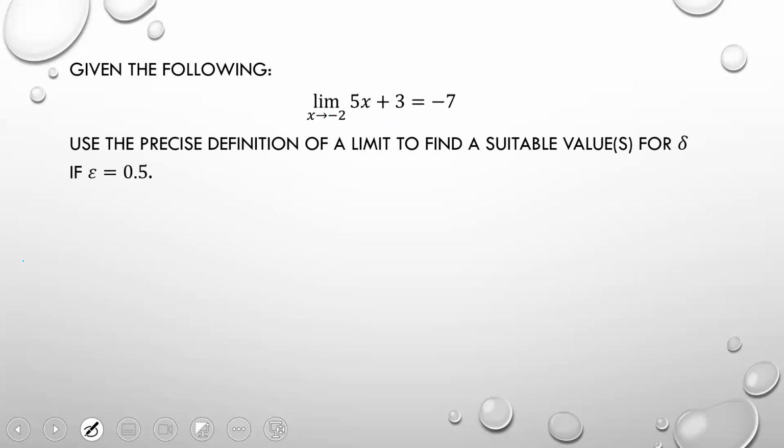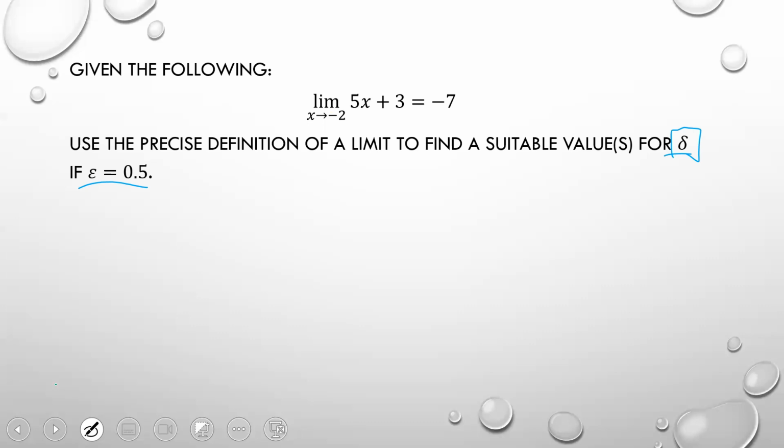So notice that we're told to use the precise definition of a limit to find a suitable value or values for delta if we're given that epsilon equals 0.5. And remember, epsilon is that value around, or that distance around the output value or the limit value. Now, again, the definition says that if we're given an epsilon, there has to exist a delta, which means we have to find a delta for which all that other criteria is satisfied.